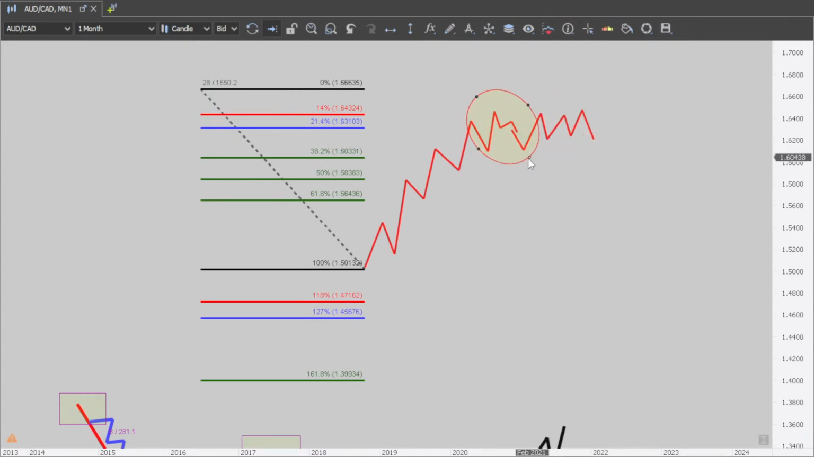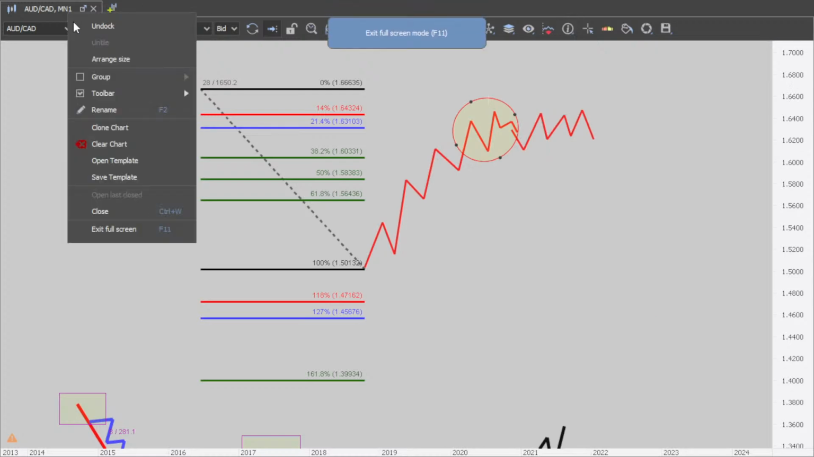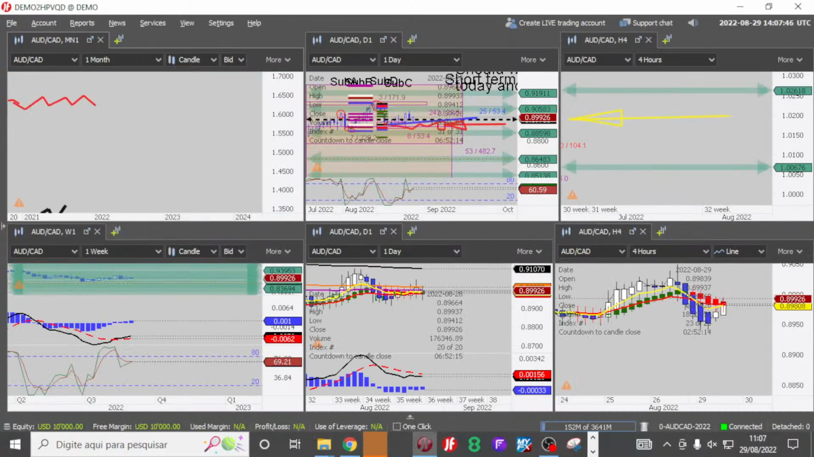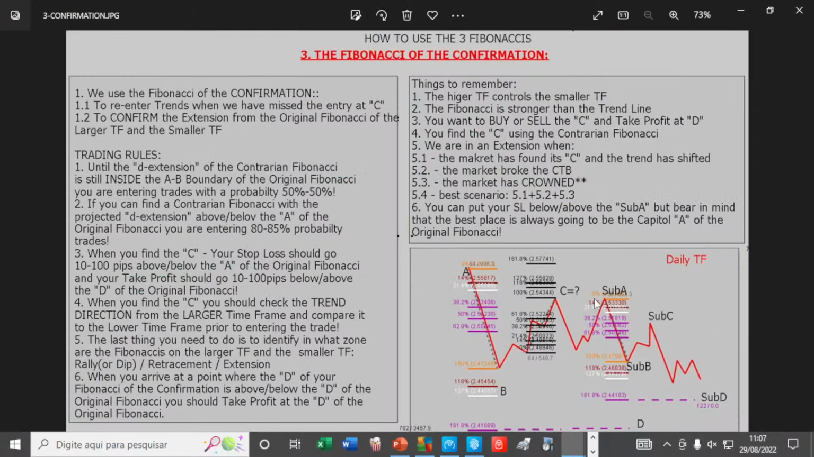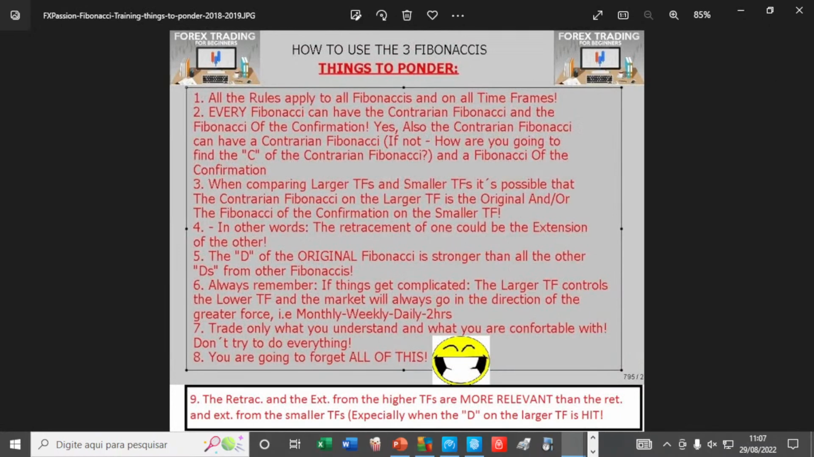So the confirmation Fibonacci helps us to identify: are we still in a retracement or are we in a push zone? Okay, everybody? Picture. The rules are more or less the same. Now, this is new. Take a screenshot of this, everybody, and type in the chat done so we can move forward with the lesson.